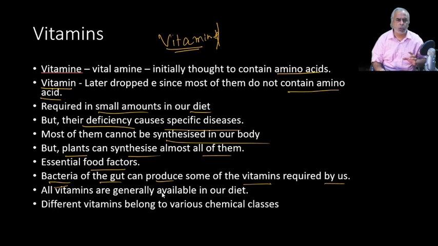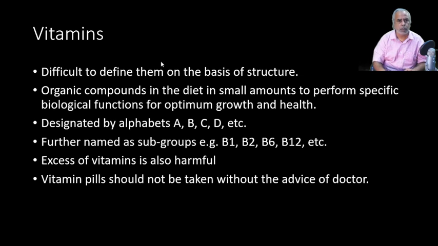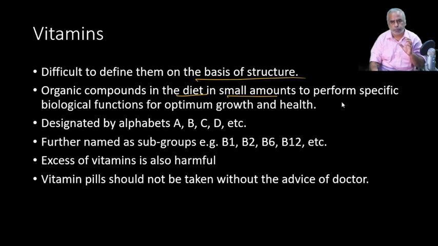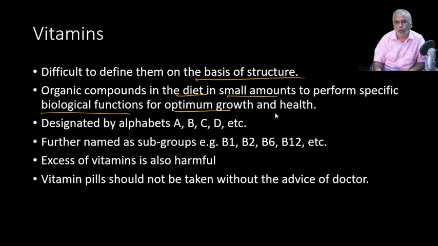All vitamins are generally available in our diet. Different vitamins belong to various chemical classes, so it would be very difficult to define them on the basis of structure. They are organic compounds in the diet in very small amounts that perform specific biological functions for the optimum growth and health of the body.